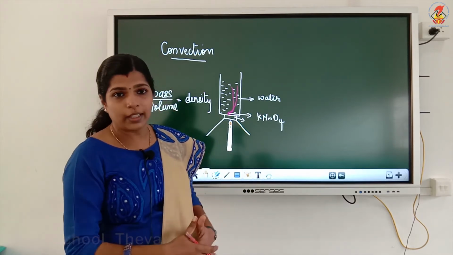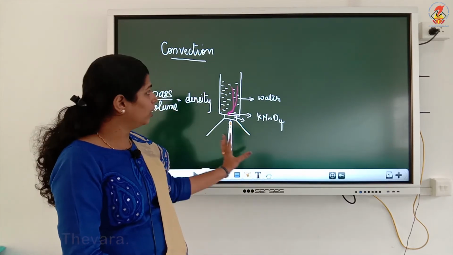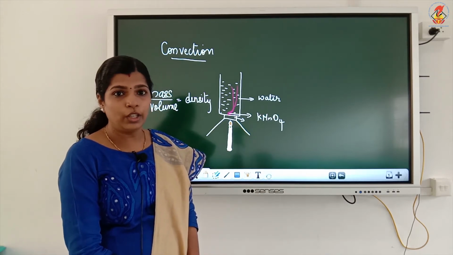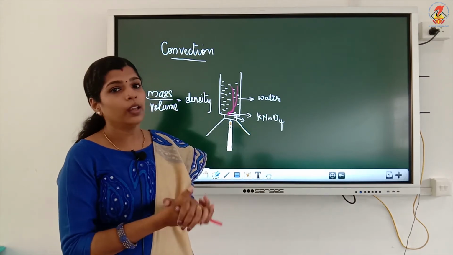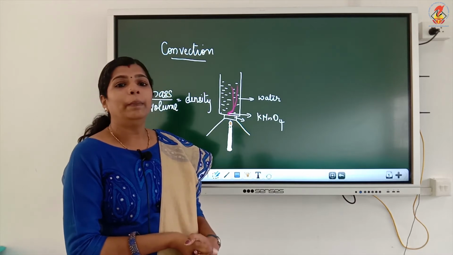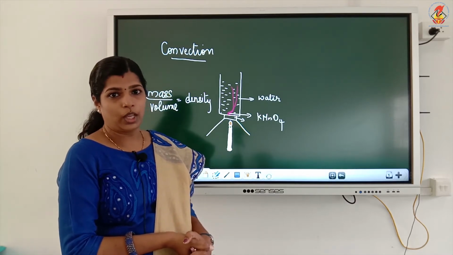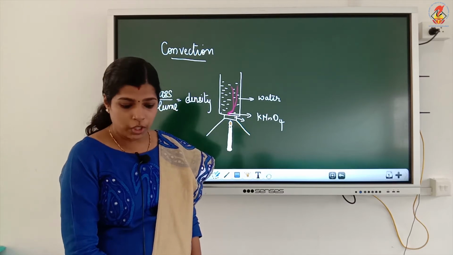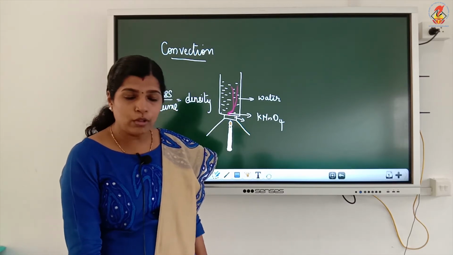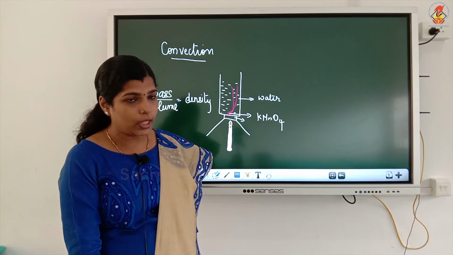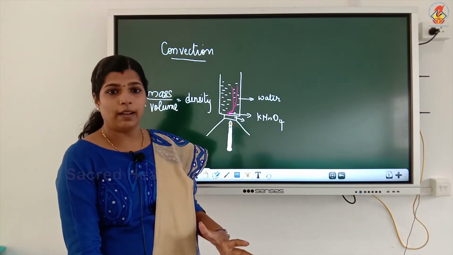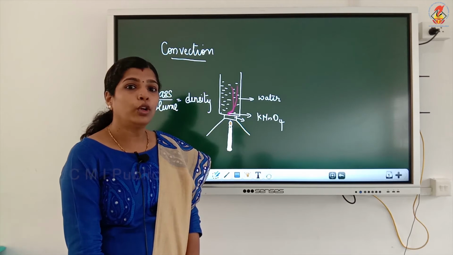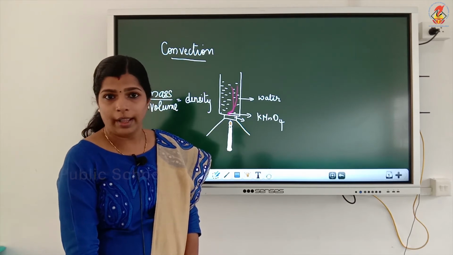And that process will continue till the whole water in the beaker is hot. Okay. So, convection is a process of heat transfer in which the heated molecules of the gas or liquids will move themselves to carry heat from hotter end to colder end.